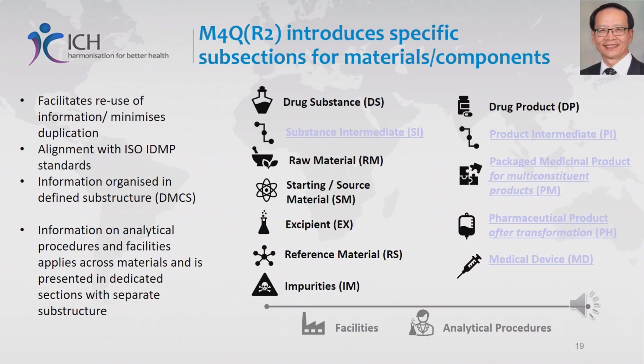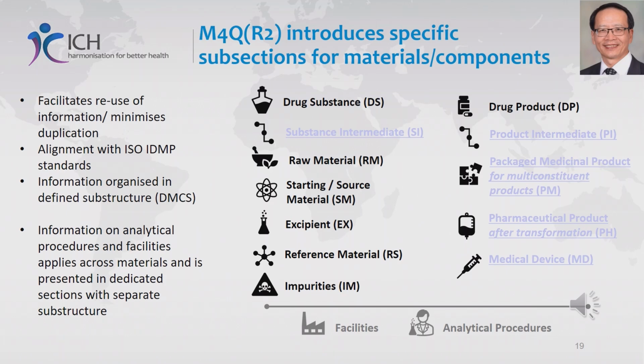So I want to introduce some of the important concepts which we discussed in the M4Q R2. One of the significant improvements in M4Q R2 is the introduction of a specific substance for different materials and components. This approach facilitates reuse of information and minimizes duplication when aligned with ISO IDMP standards. And also, all this material information is organized in a standard format we call the DMCS model: Description, Manufacturing, Control, Storage.